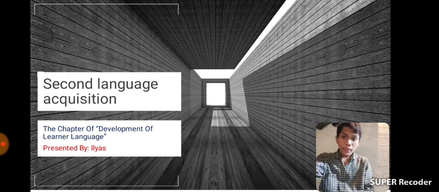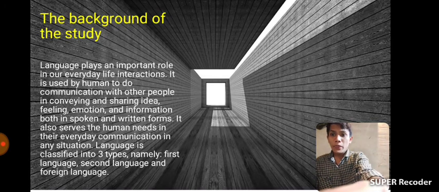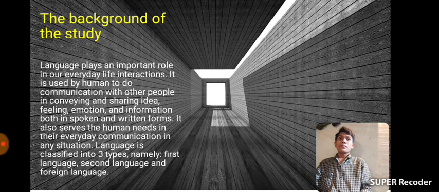Okay, next, development of learner language. For the first time, I'm gonna begin from the background of the study. So, language plays an important role in our everyday life interactions. It is used by humans to communicate with other people in conveying and sharing ideas, feelings, emotions, and information, in spoken and written forms. It also serves human needs in their everyday communication in an institution.